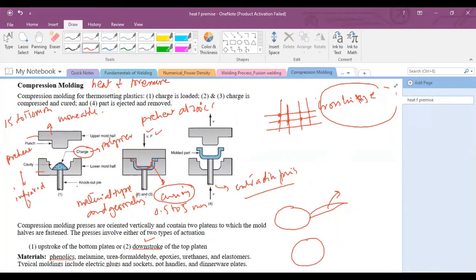That is curing. First we heat the material, this pre-charge or pre-volume measured charge, and then when the charge is placed or filled in the mold cavity, we have to wait for solidification, and the time and the process during solidification, that is called curing. In the curing process, polymerization is also performed.